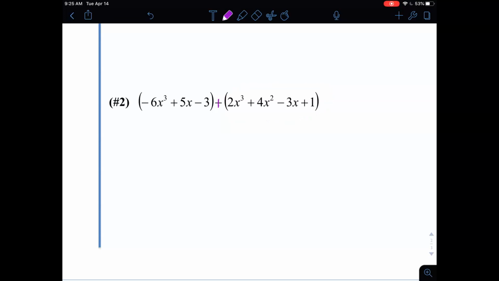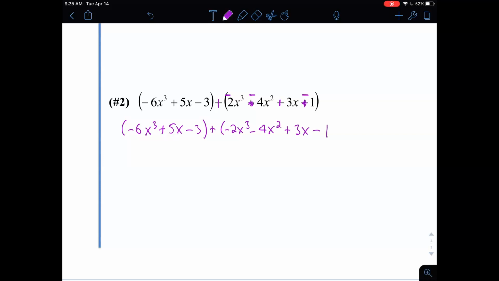So I'm going to change this positive 2x to the third becomes negative 2x to the third. This becomes negative 4x squared. This becomes positive 3x. And this becomes negative 1. If you want, you can rewrite it, make it easier to see everything. So we can do that if we want, or else we can just go from there. Plus 5x minus 3 plus negative 2x to the third minus 4x squared plus 3x minus 1.